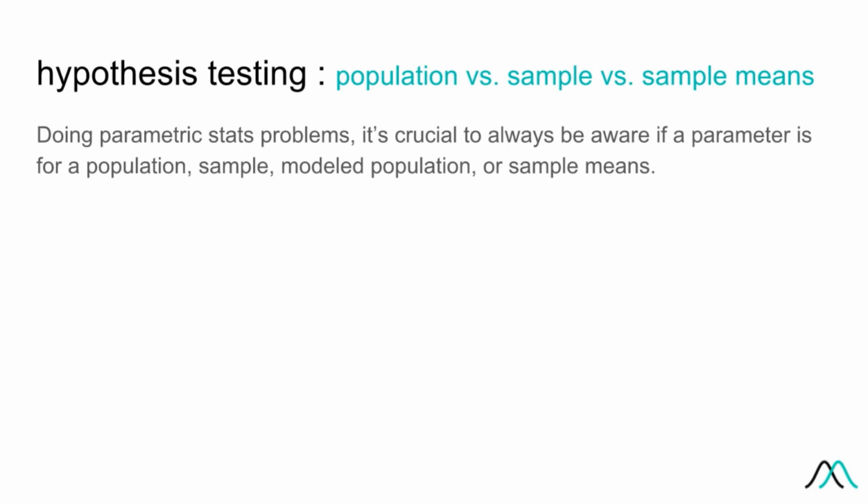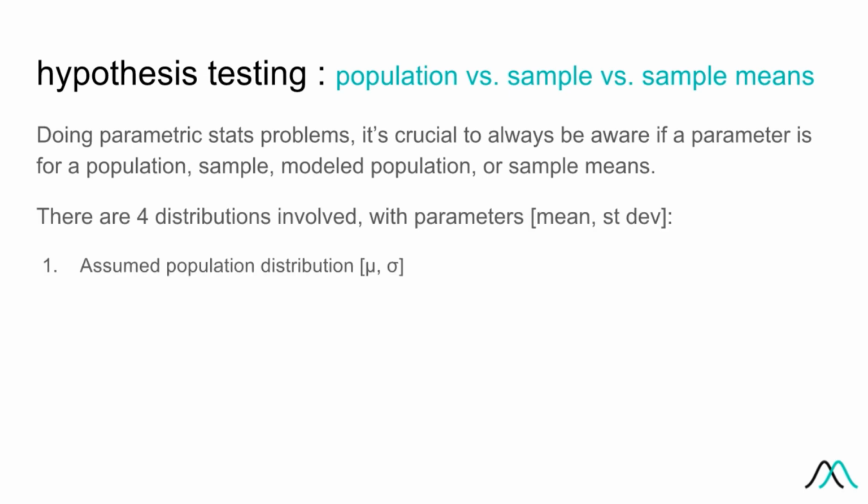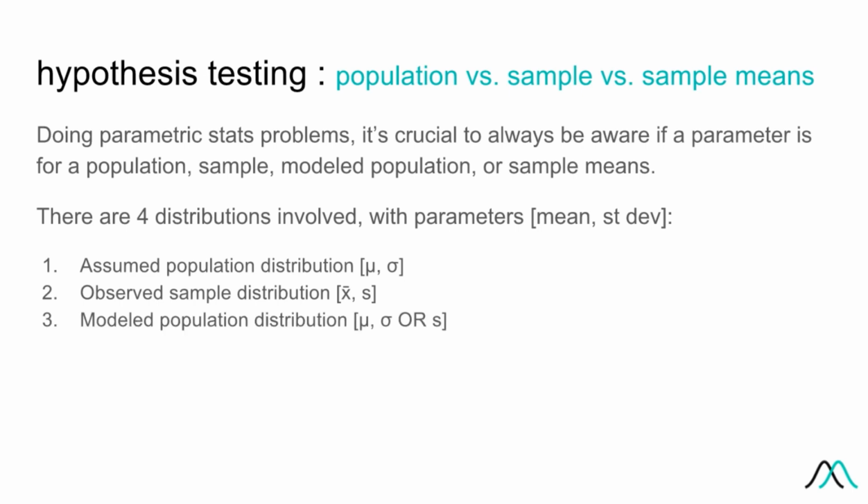So let's recap. These 4 distributions and their parameters are, first, the assumed population distribution with mean mu and standard deviation sigma. Second, there's the observed sample distribution with its own mean, x bar, and its estimate of standard deviation, s. Third, you have the modeled population distribution, which is built from the previous 2. So it takes the assumed population's mu for mean, and then either sigma or s for standard deviation, depending on what's known. If sigma is known, you use that in the model. If not, you estimate it using the sample's s.